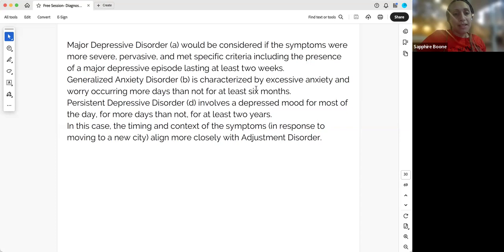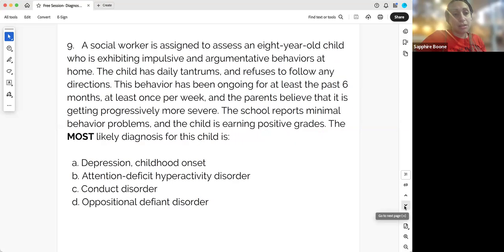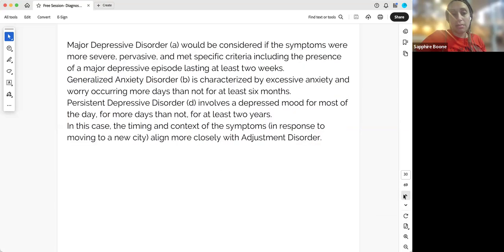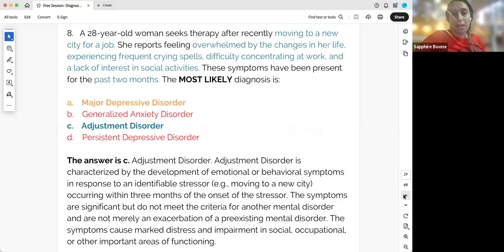It's not generalized anxiety disorder because that's characterized by excessive anxiety and has to be occurring more than not for at least 6 months. So we don't have that. We don't have 6 months. And it can't be persistent depressive disorder because that has to be for at least 2 years. So this is why I said time frame is definitely key, because we see symptoms have been present for the past 2 months.